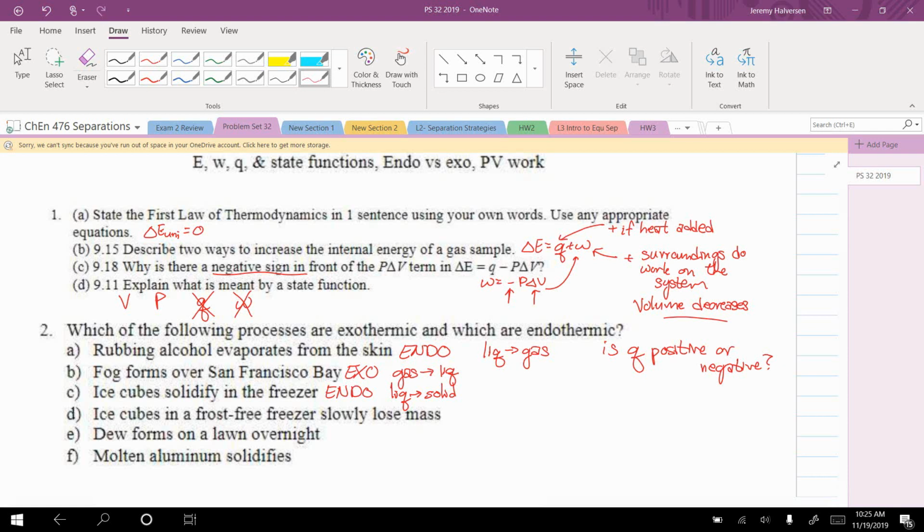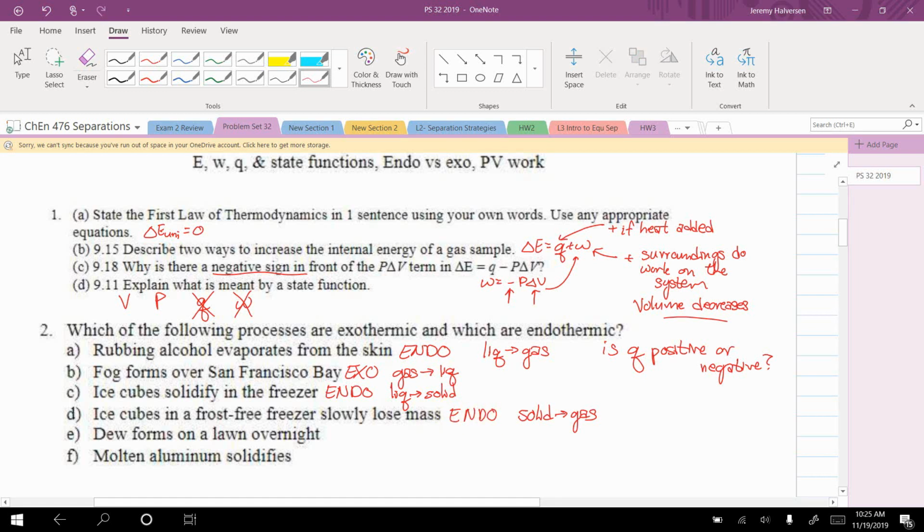Ice cubes in a frost-free freezer slowly lose mass. What does that mean? I think what that means is that the ice cubes are not melting. They're just sublimating. You're going straight from solid to gas. Okay, they're losing mass because some of it's just sublimating, so I would have to add energy to do that, so that is endo.